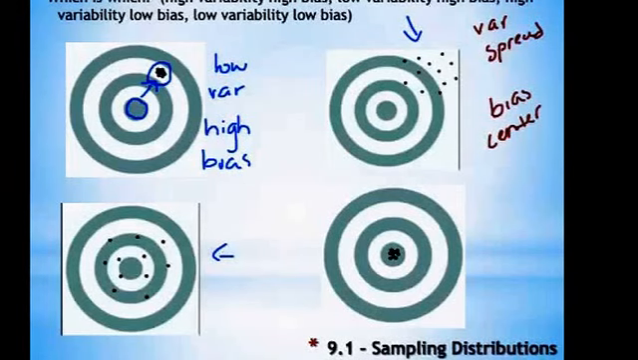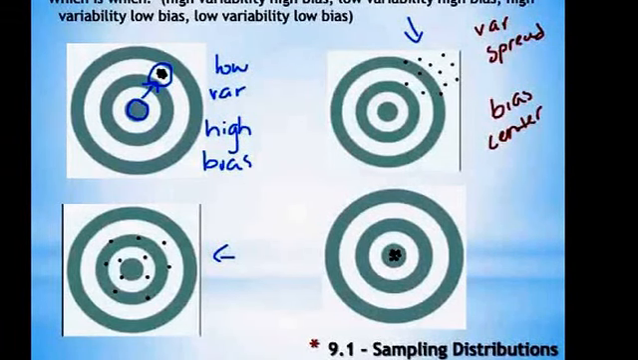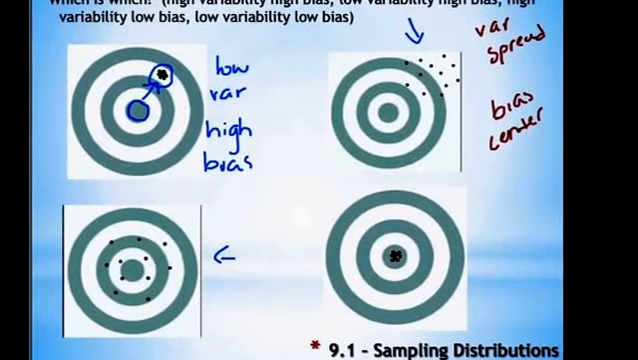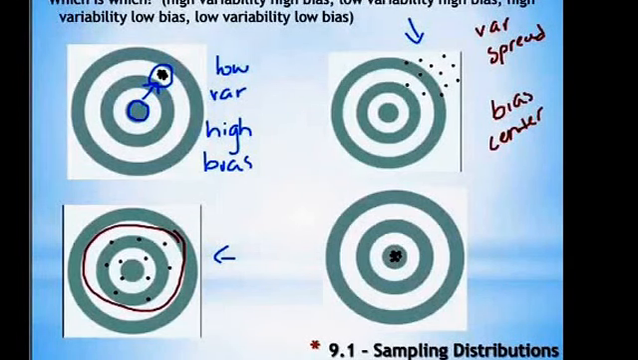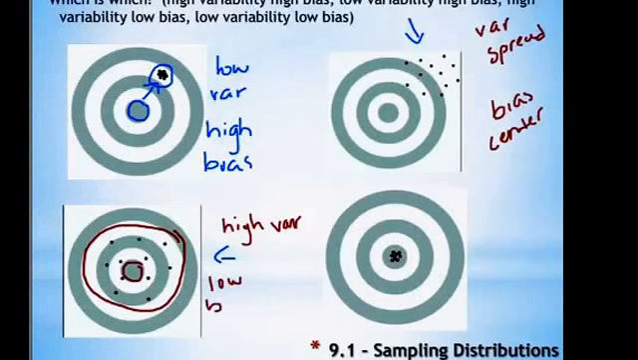On the bottom left, our data is very spread out. It covers a lot more of the target. So I'm going to say that this has high variability. And the bias, it's pretty centered. It's pretty around where the middle of the target is. So I'm going to say that this has low bias. It's close to where the center of our distribution should be, which is in the middle.